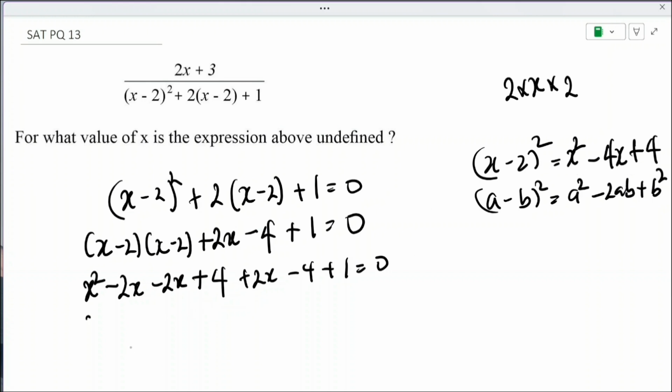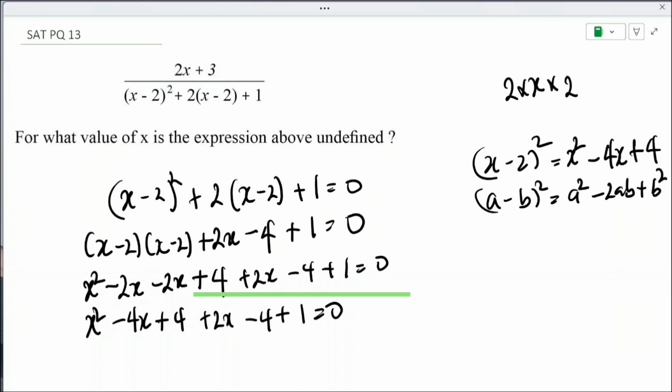So we have x squared, then you have minus 2x minus 2x. You are owing 2 and you are still owing another 2. That means you're owing 4 in total. That will give you negative 4x. Notice you didn't add it to this x squared. They are not like terms. Though they have x, this x is to the power of 2, while this x is to the power of 1. So they are not like terms. We still have plus 4 plus 2x minus 4 plus 1 equals 0.